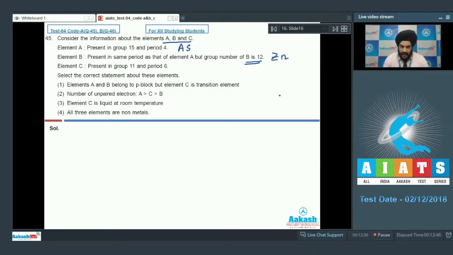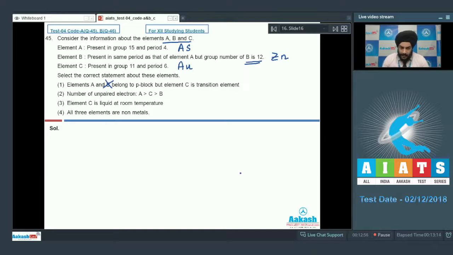Let's look at the element C now. It is present in group 11 and period 6. Students, the element C is gold, represented by Au. So we have to select the correct statements about these elements. Statement 1: Element A and B belong to the p block, but element C is a transition element. Students, the element B is zinc and it is not a p block element. So statement 1 is incorrect.